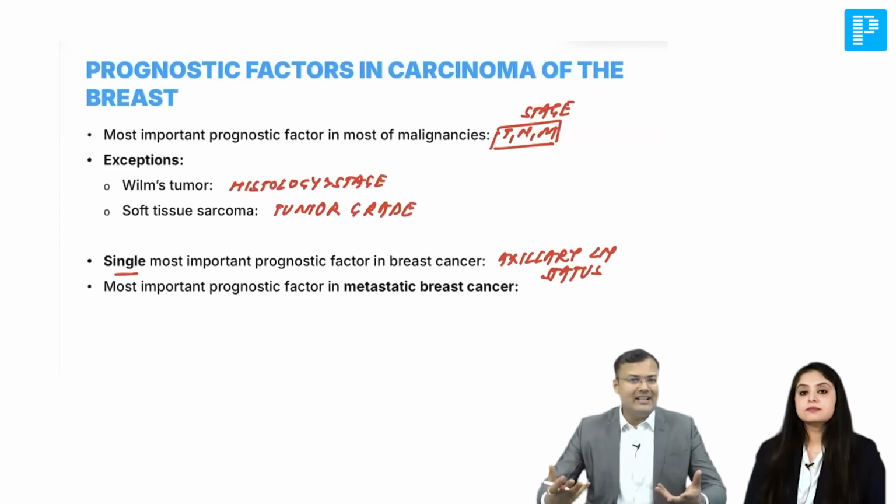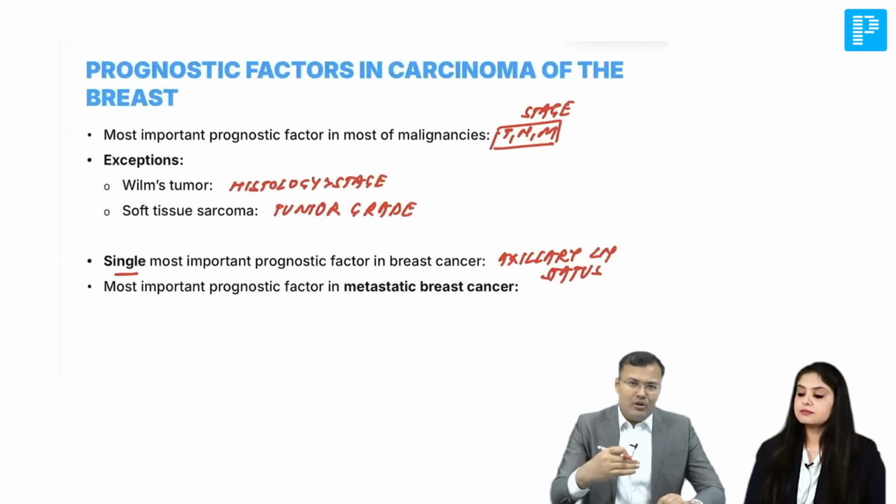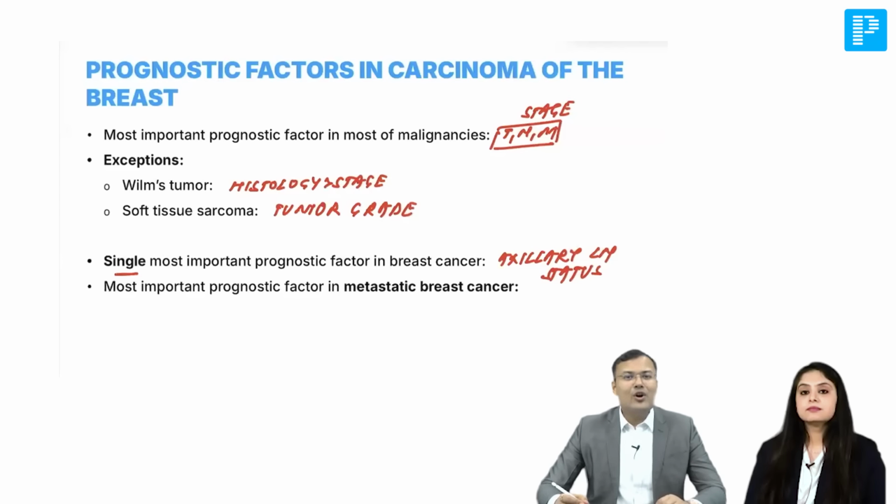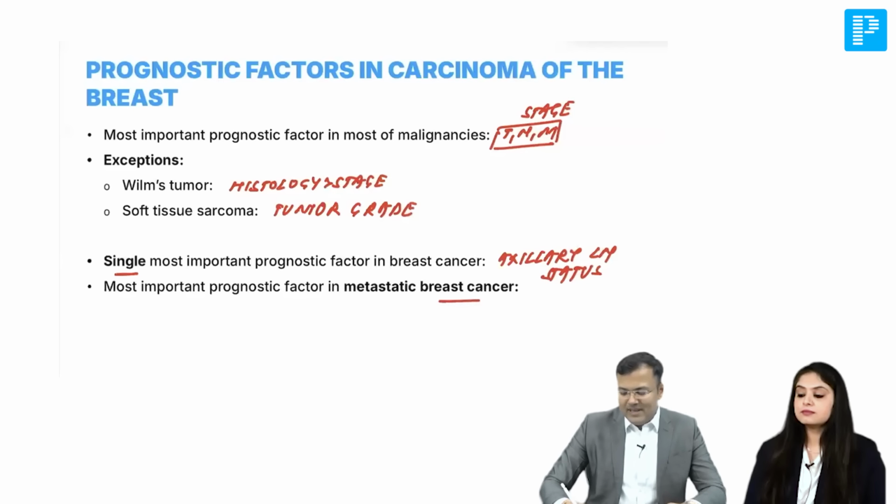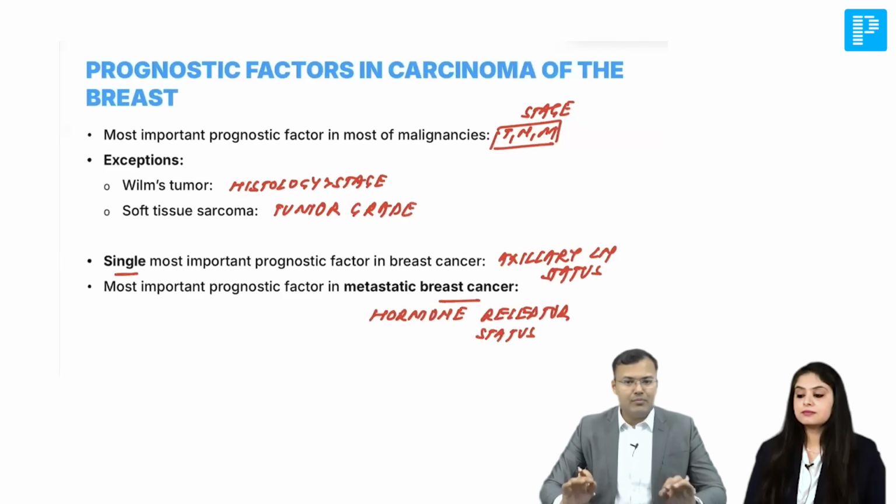Metastasis means already it's stage 4. And if it is already stage 4, the patient will respond to hormone therapy or she will not respond to hormone therapy. It depends on the ER/PR status, and that is hormone receptor status. So for metastatic breast cancer, this is hormone receptor status. Easy. That's the most important prognostic factor in metastatic breast cancer.